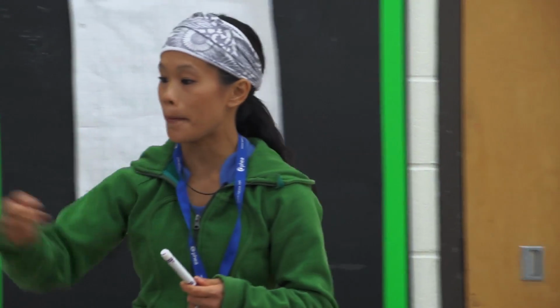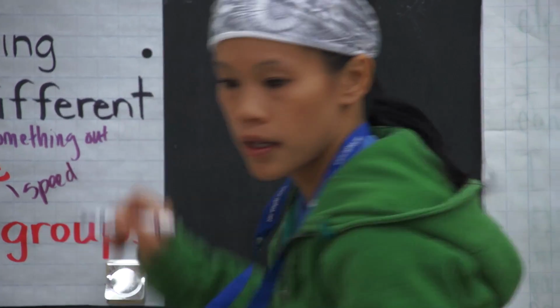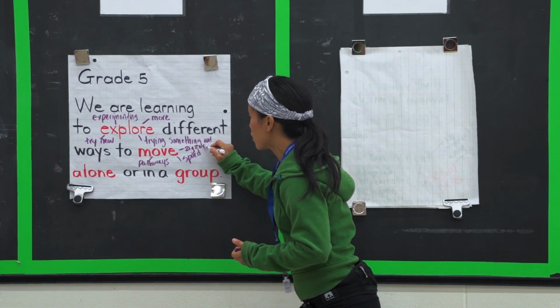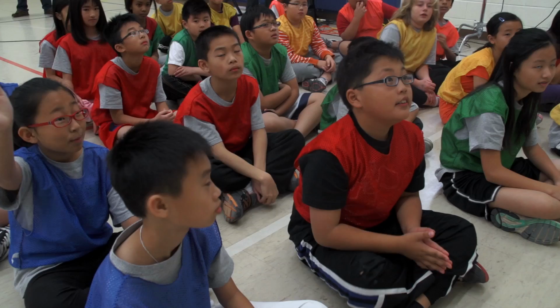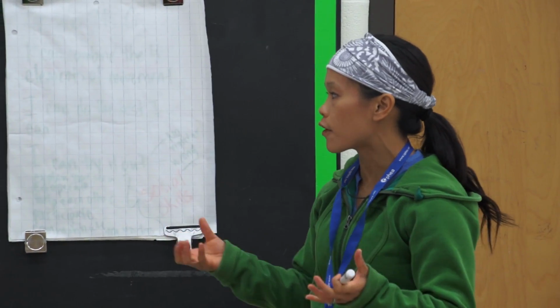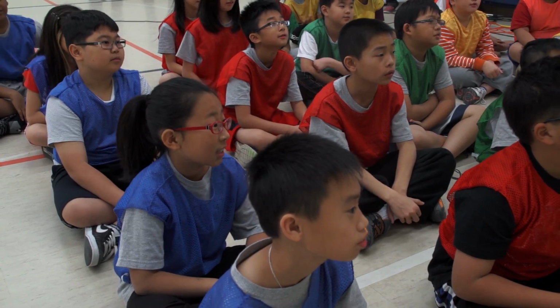Let's think about the word move. Who can give me some examples of movement? How fast you go. How fast you might be going. Zigzag. Moving in a zigzag pattern. One more. Pathways. So today we're going to be learning how to explore different ways to move alone. So what does that mean? By yourself or in a group.